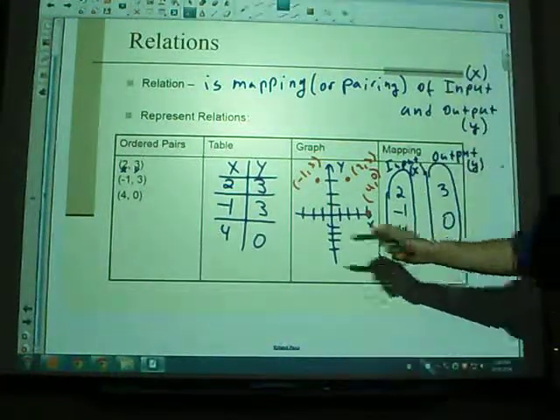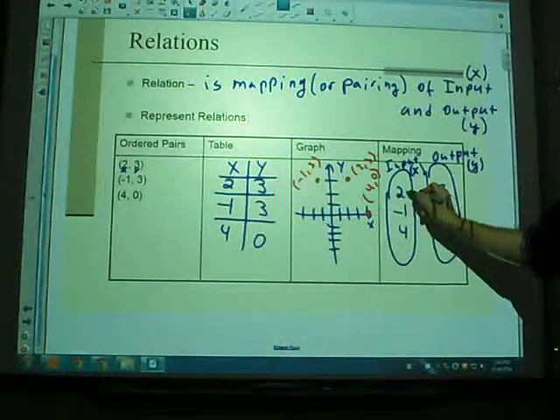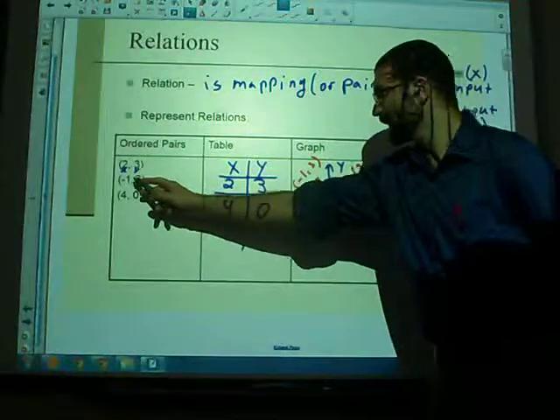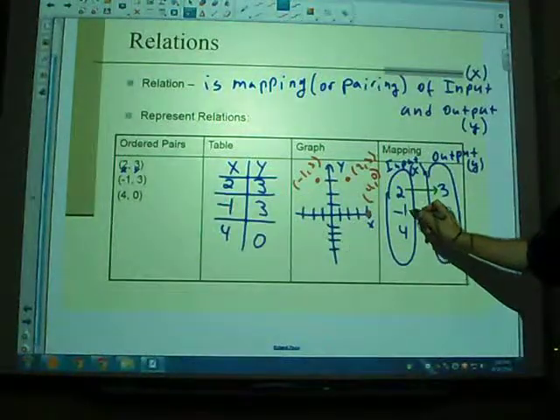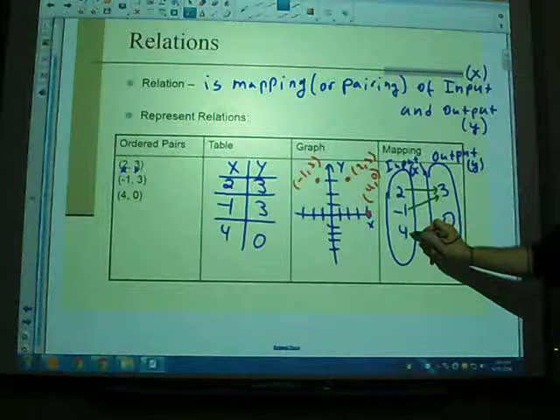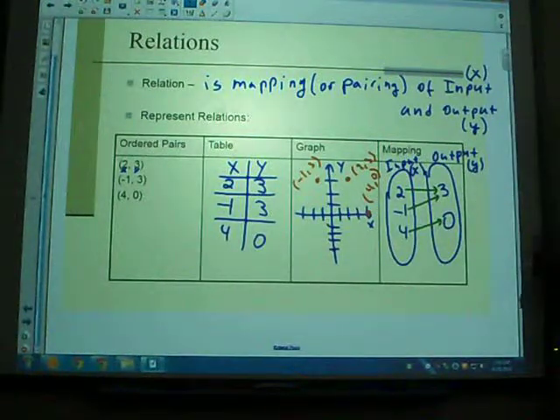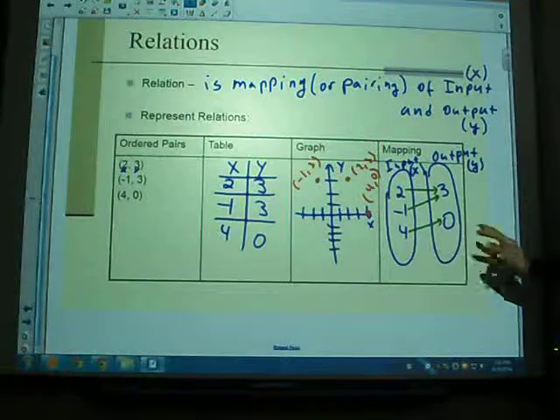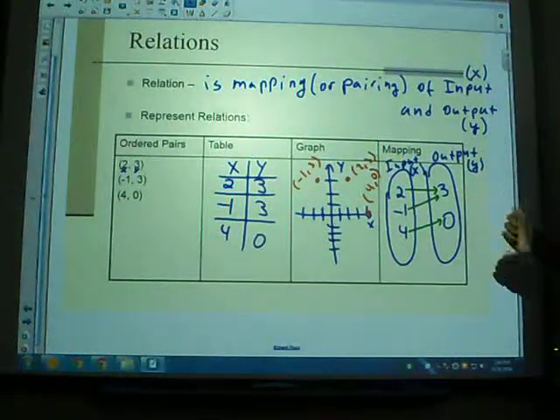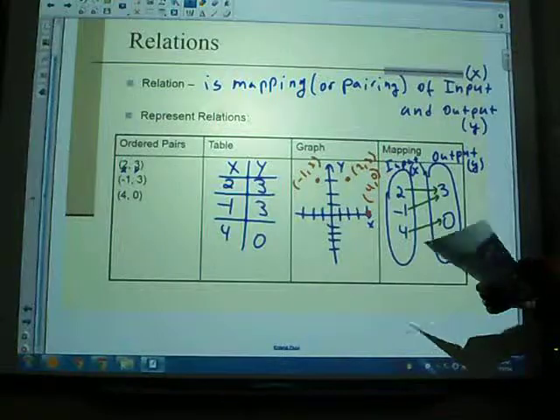And then we map. 2 is connected to 3, so we're connecting 2 and 3. Negative 1 is connected to 3, so we're connecting negative 1 and 3. And 4 is connected to 0. It's very important, especially for the next section, to be able to do this correctly. It will come in very handy in our next lesson.